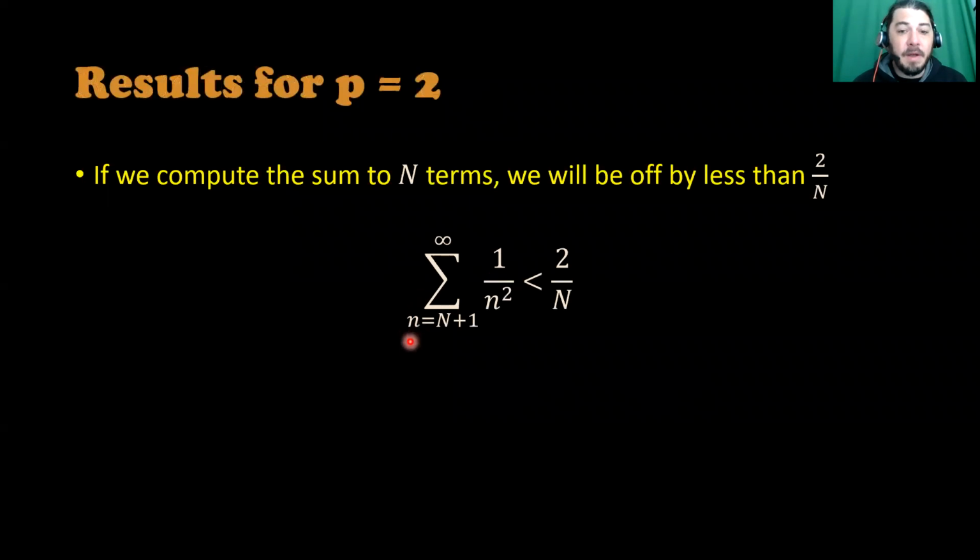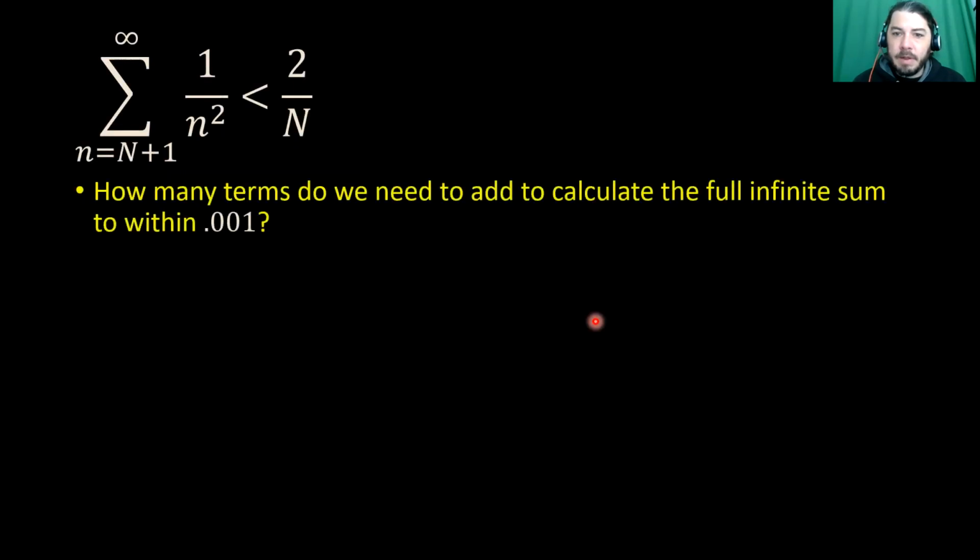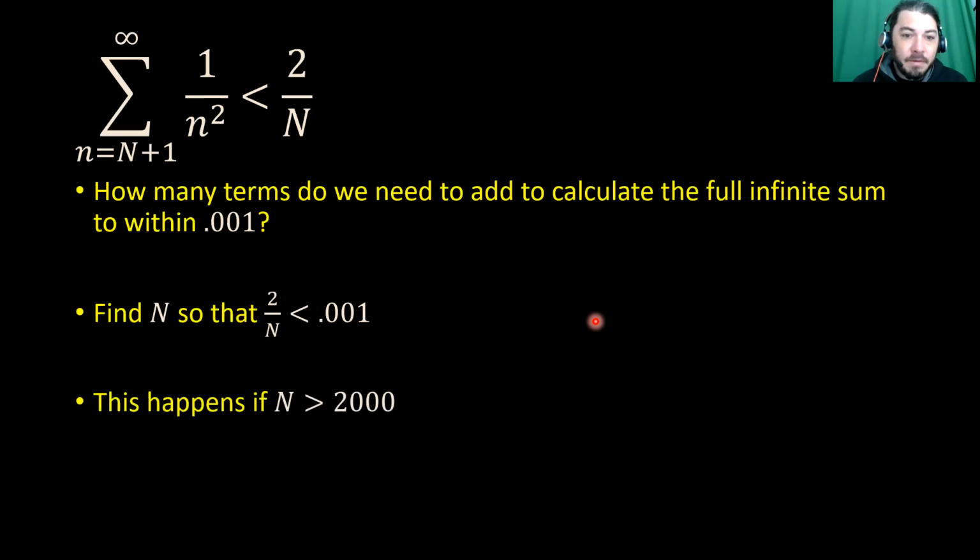So the sum as n goes from big N plus 1 to infinity is less than 2 over big N. This is an upper bound on our error. If we want to add up enough terms to get the infinite series to within, say, 0.001, which I picked arbitrarily, how many terms would we need? We just need to find a big N so that 2 over big N is less than 0.001. Let you think about that for a second. Hint: 0.001 is 1 over 1,000. So N would have to be bigger than 2,000? Yeah. So to get about 3 decimal place accuracy, I need to add up 2,000 terms of this series.